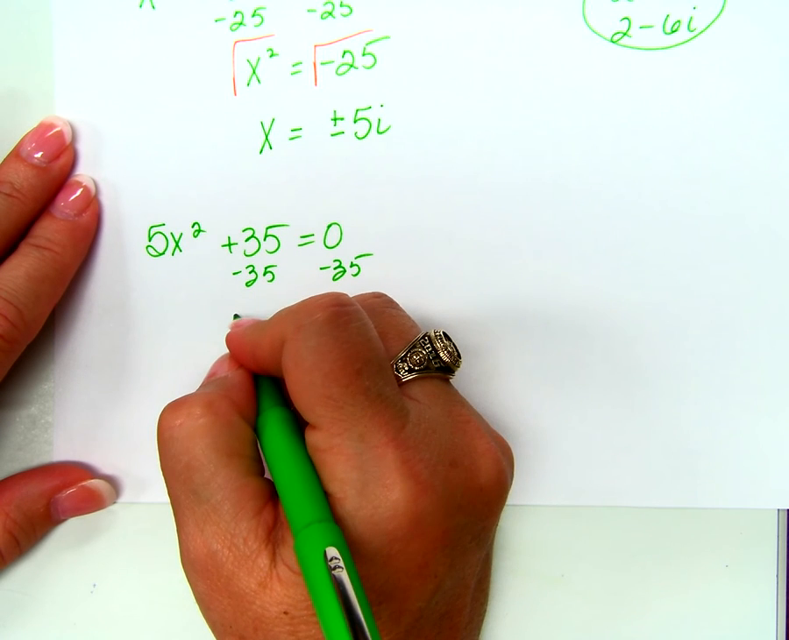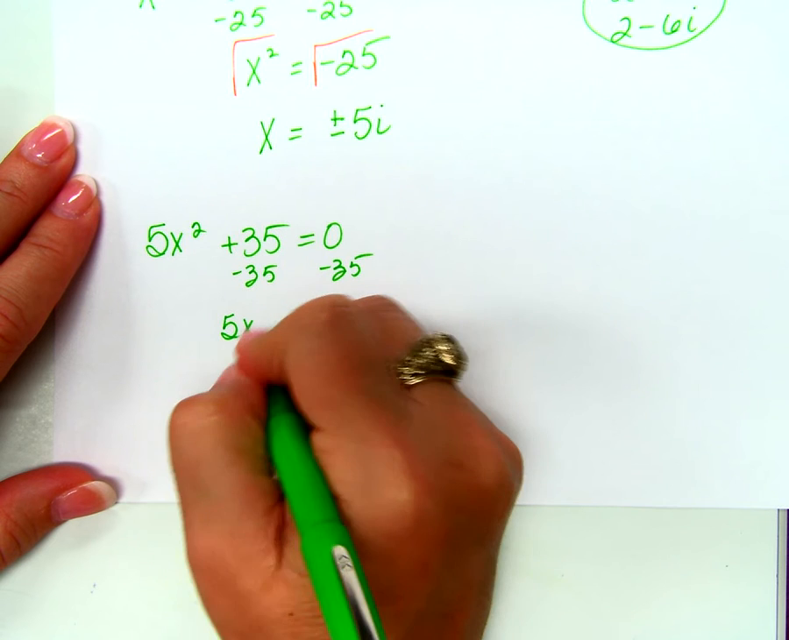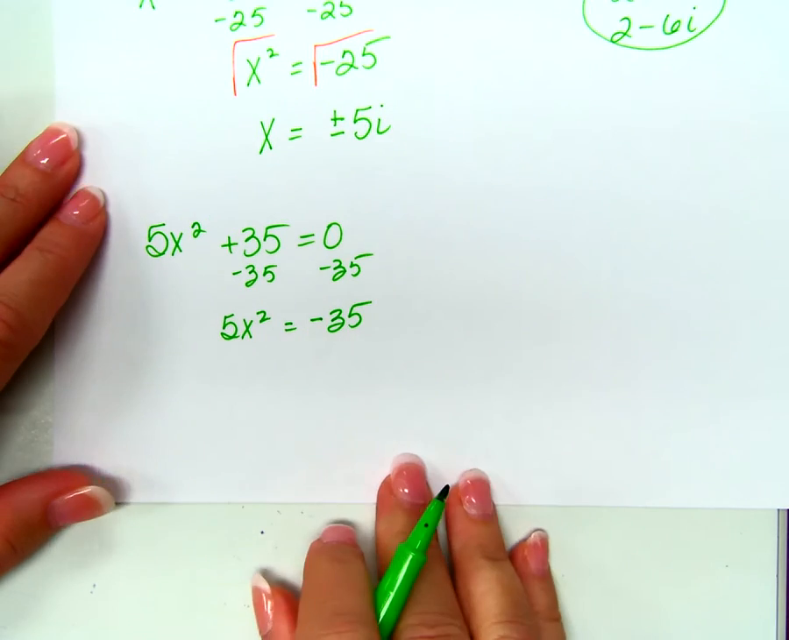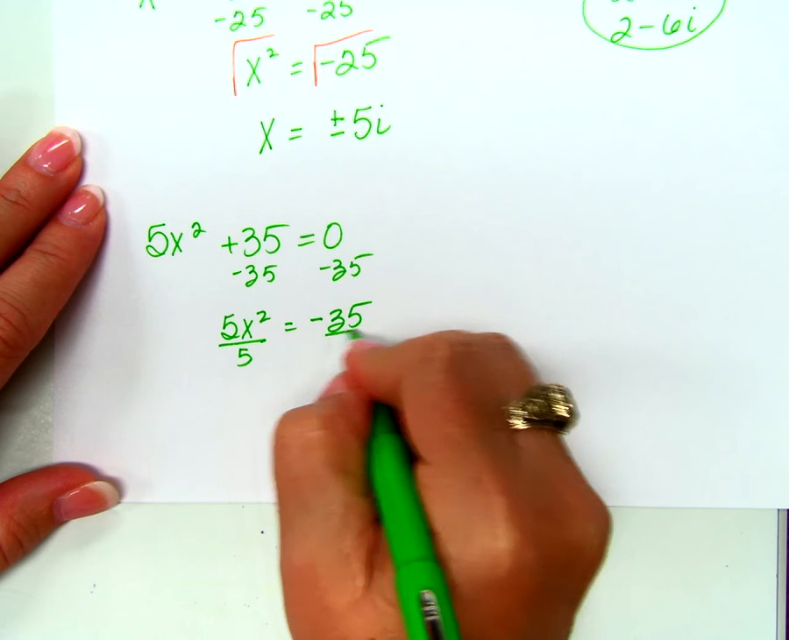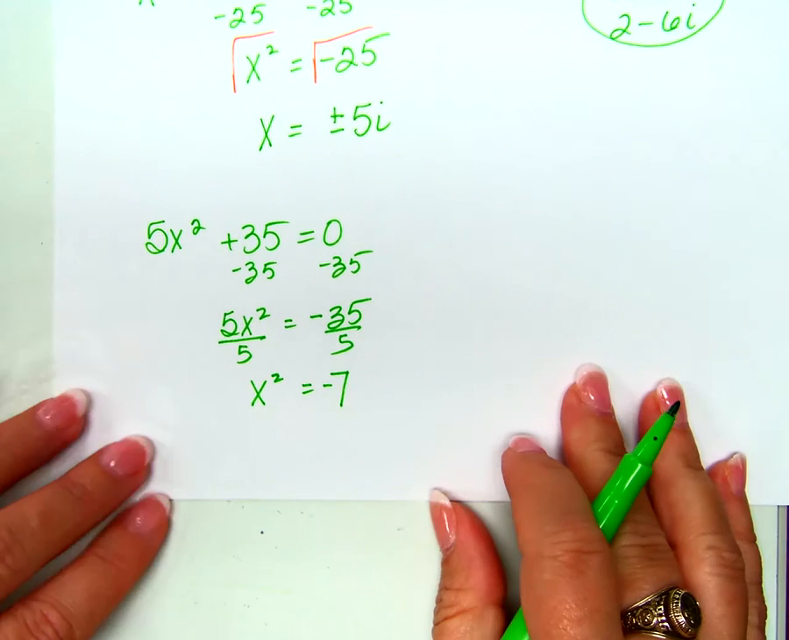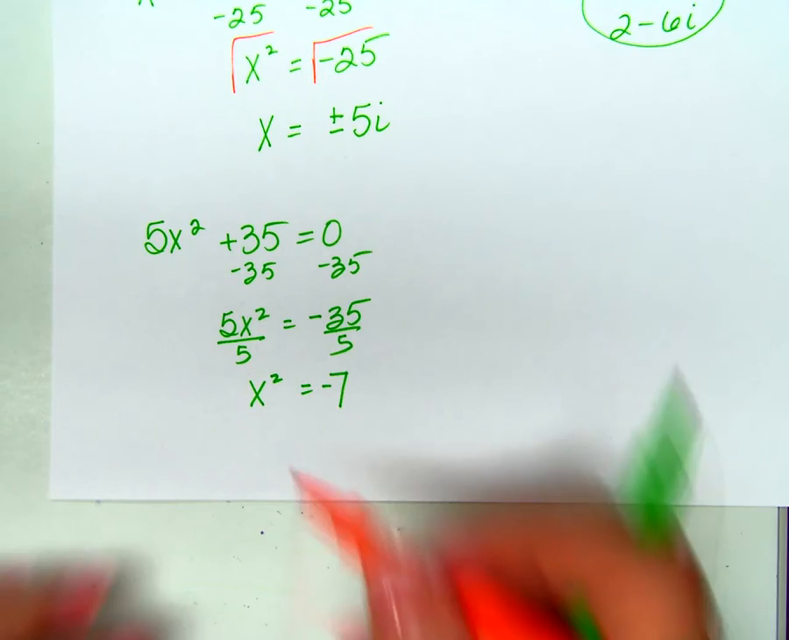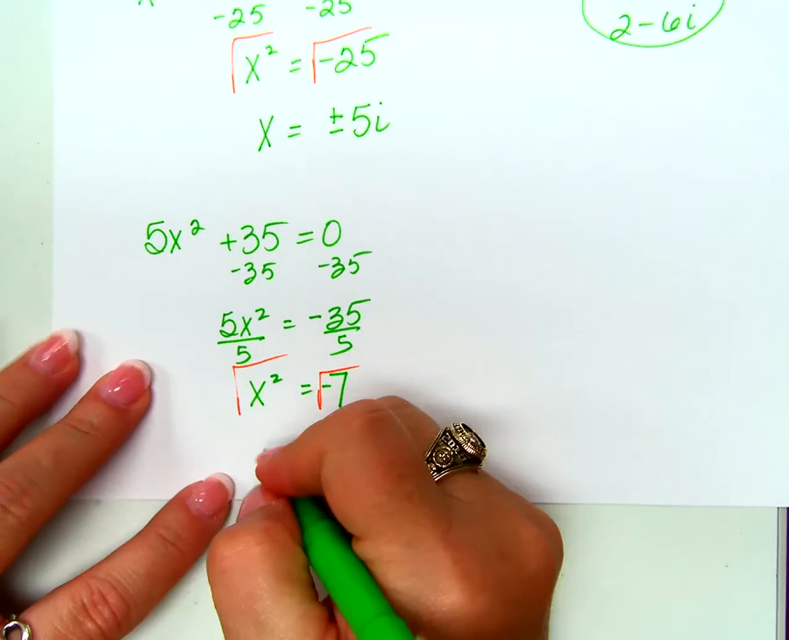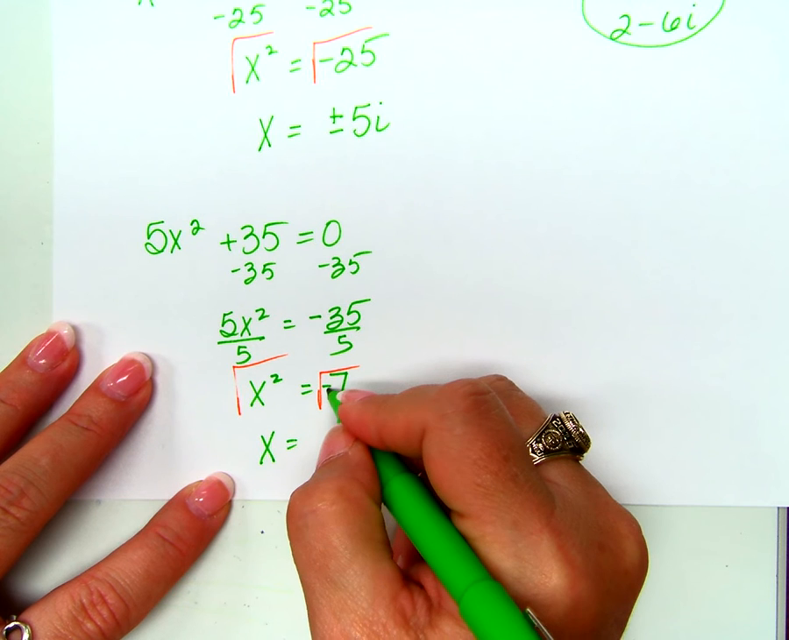Which leaves me with 5x squared equals negative 35. Divide both sides by 5. x squared equals negative 7. And then square root of both sides. Here's my favorite part, and yours. It's the square root of negative 1.